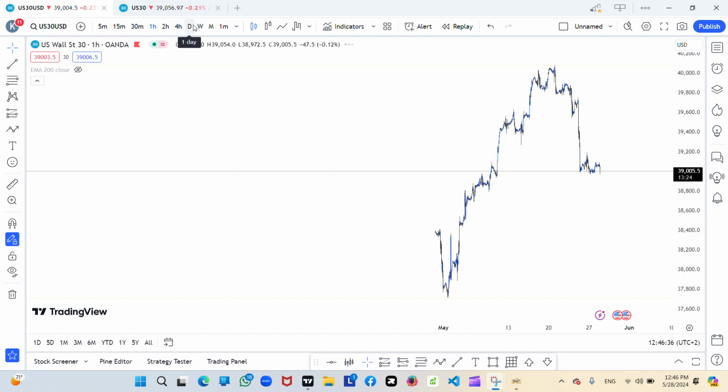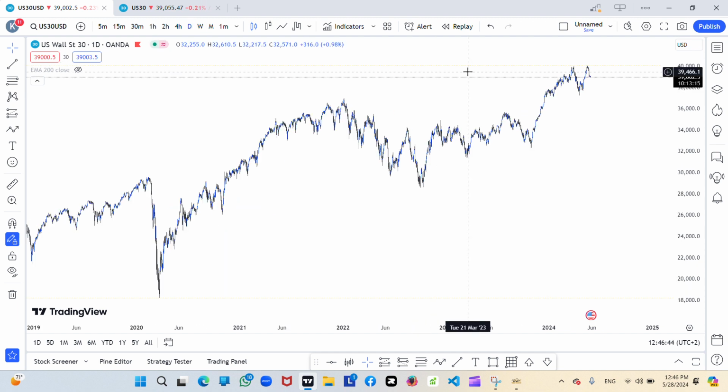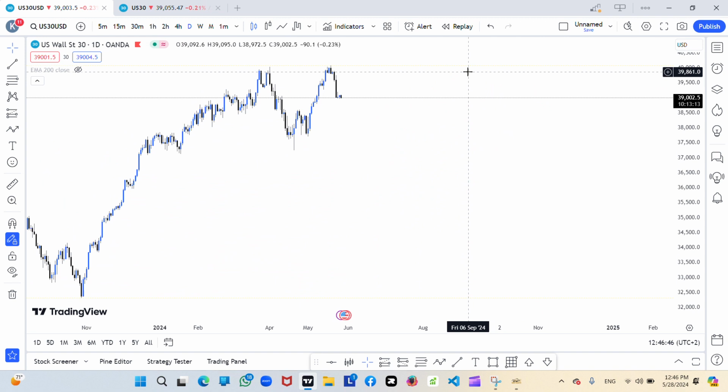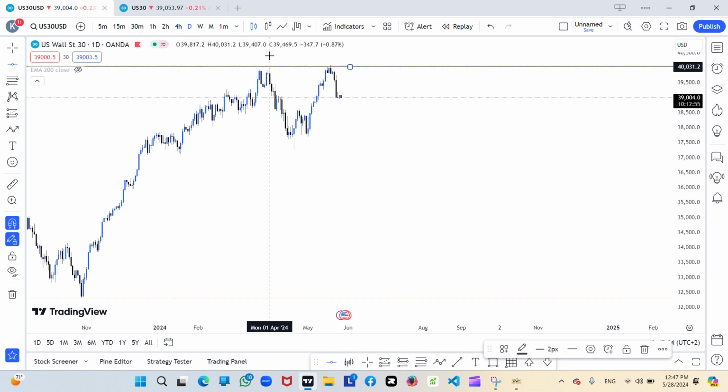So let's go to the daily time frame. Here we are on the daily time frame. There's nothing much that I would love us to do on the daily time frame other than to mark our zones. It's only to mark our zones so that we can identify the direction.